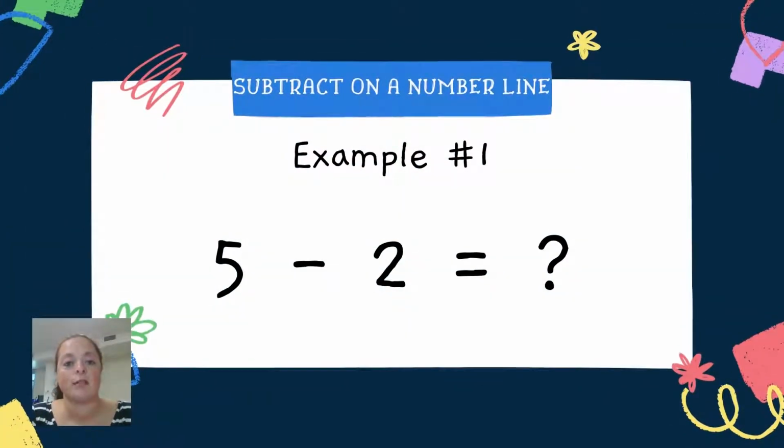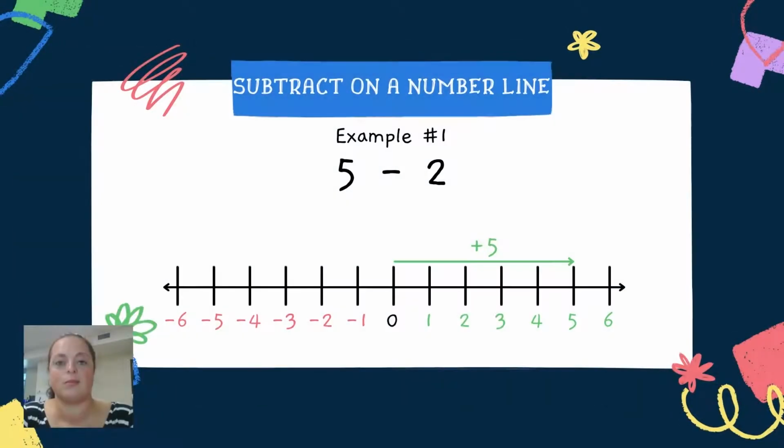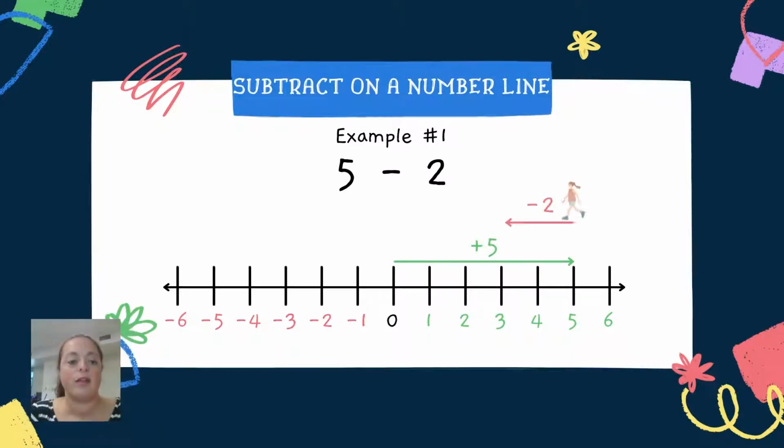Example 1 is a fairly simple problem. 5 minus 2. I know you know the answer, but let's look at what it looks like on a number line. We'll start at 0, just like we did when we added. Then we move 5 to the right to get to positive 5. Then to represent the subtracting of 2, we are going to move to the left 2 spaces. So that brings us to 3. So 5 minus 2 is 3.